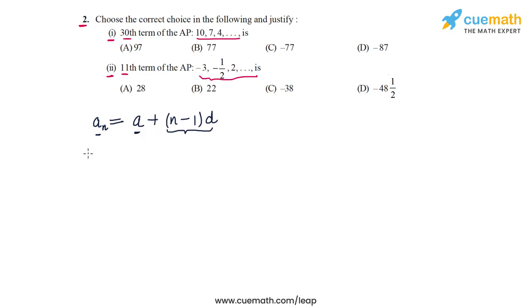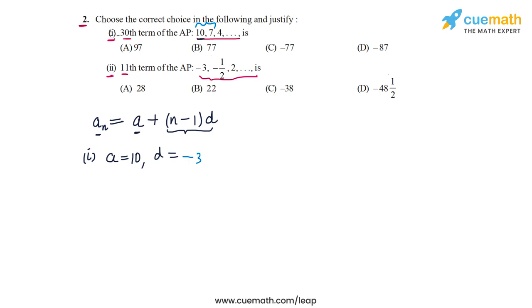So let's start with the first part. In the first part, the first term of the AP is 10, so a is equal to 10. What is d? What is the common difference? We can take any pair of terms. So let's take the first pair of terms, 10 and 7, and we subtract the first term from the second term. So 7 minus 10 is -3. So d is equal to -3.